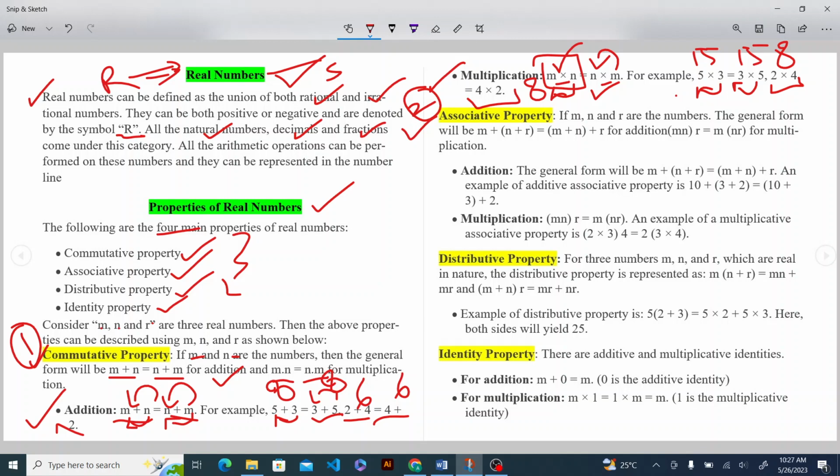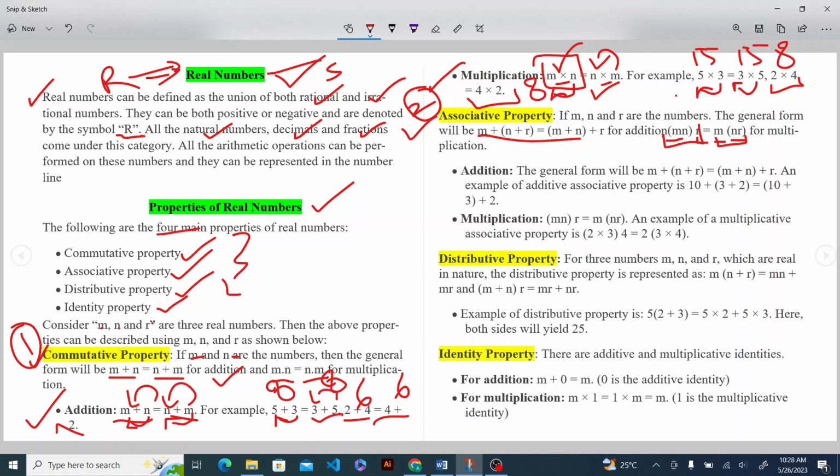form will be m plus (n plus r) is equal to (m plus n) plus r. This is for addition. And for multiplication, what does the associative property say? It says m into (n into r) and (m into n) into r, they both will produce the same value.